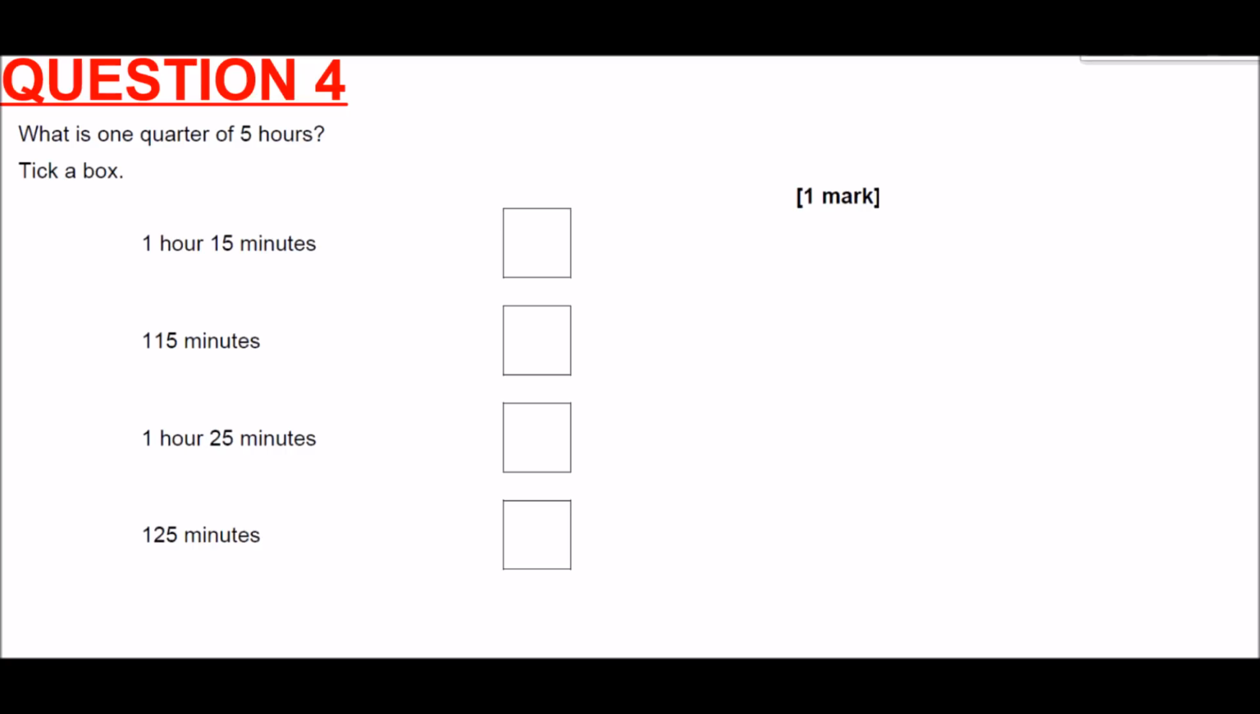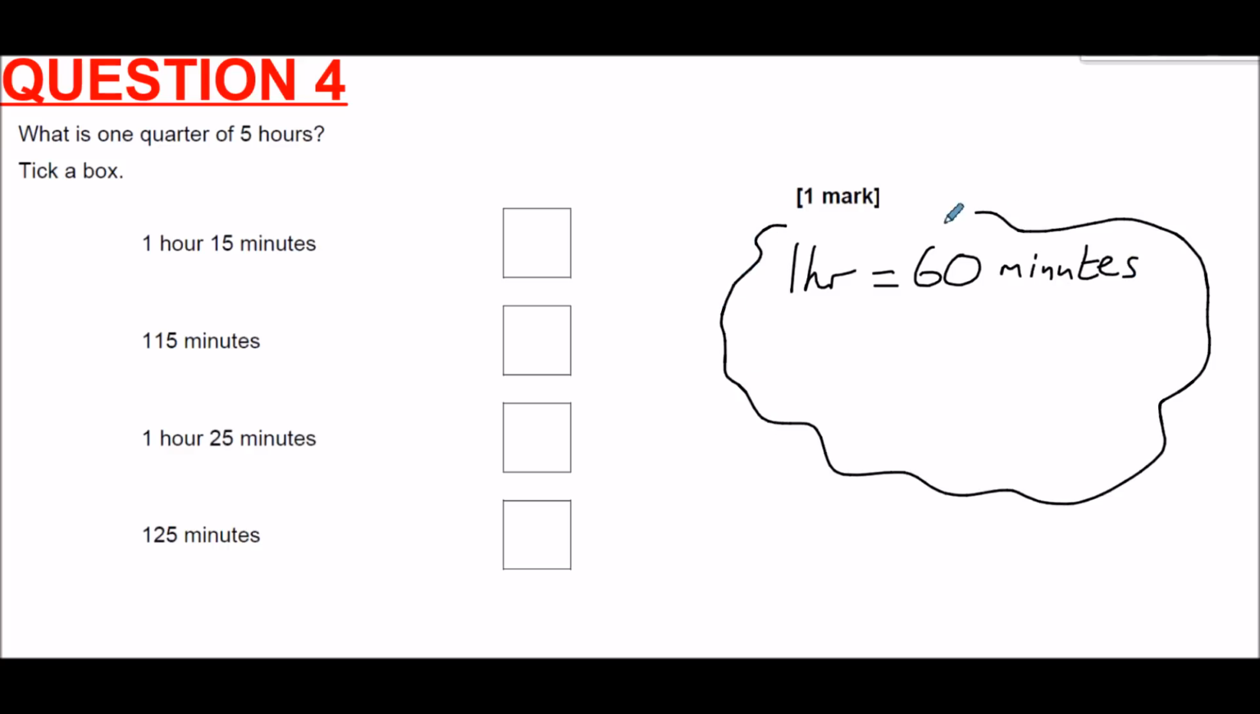Question 4. What is 1/4 of 5 hours? What I'm going to give you now, first of all, is the classic calculator question mistake. So, 1 hour equals 60 minutes. I'll just put this over here, just to one side for a second.